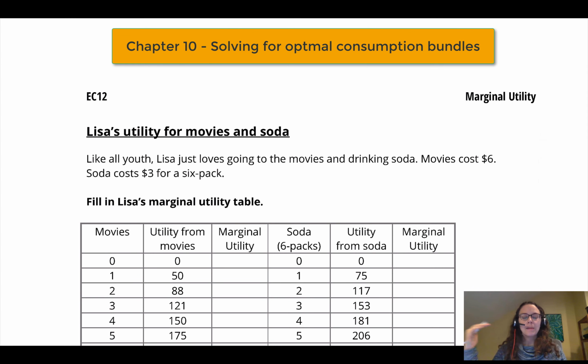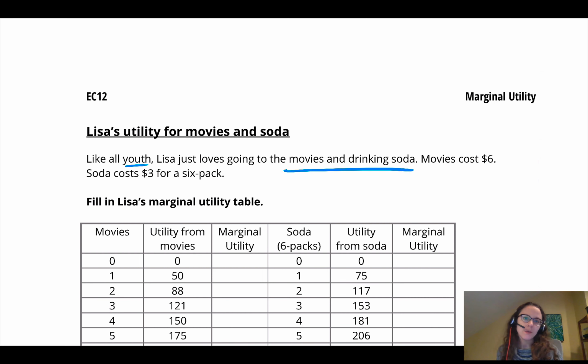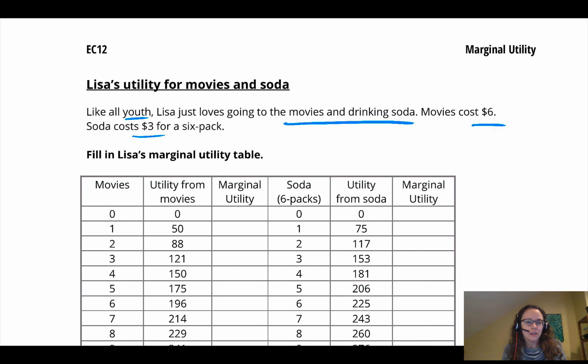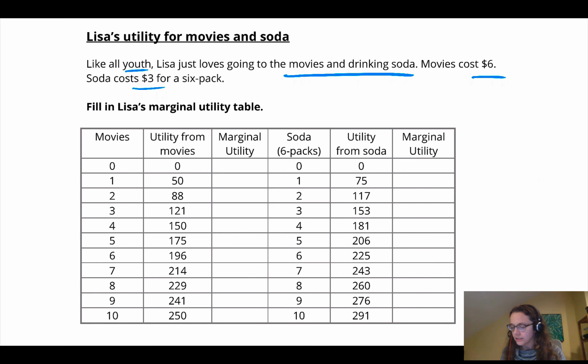In this example, I'm going to talk about Lisa. Lisa is a youth. Lisa loves movies and drinking soda, as all youth do. And we have two prices. Movies cost $6, soda costs $3, but we're just going to think in terms of six packs. So $3 gets you one six-pack of soda, and we're going to assume that Lisa can only consume six packs. We're not going to break up the six packs because that would be a little bit confusing.